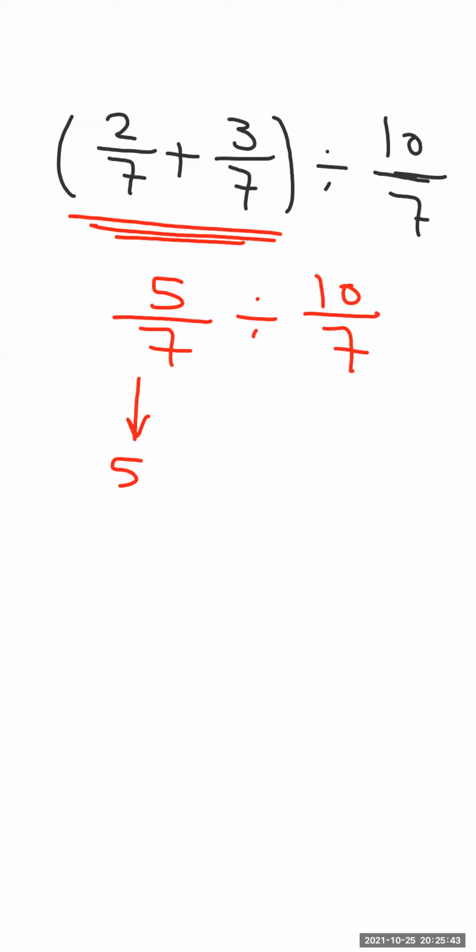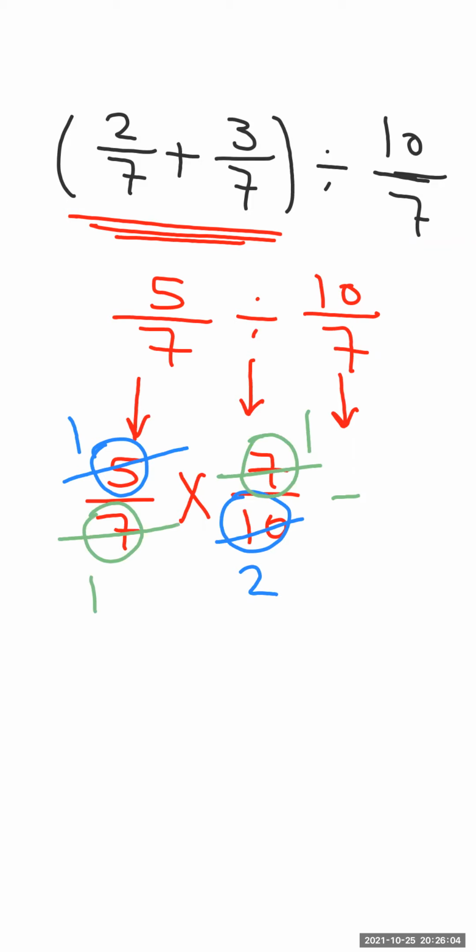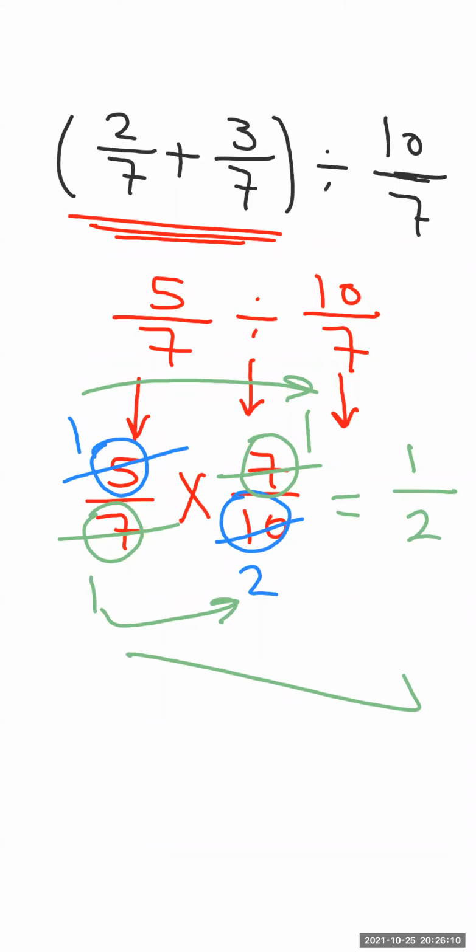Now write down the first number, 5 over 7. Division into multiplication, multiply. Flip the number, 7 over 10. Now simplify the numbers. 5 and 10, divide the 2 numbers by 5. Divide 5 equals 1, divide 5 equals 2. Then 7 and 7, divide 7 equals 1, divide 7 equals 1. So 1 times 1 equals 1 over 1 times 2 equals 2. Done. Okay? Is it clear, guys? Okay, great.